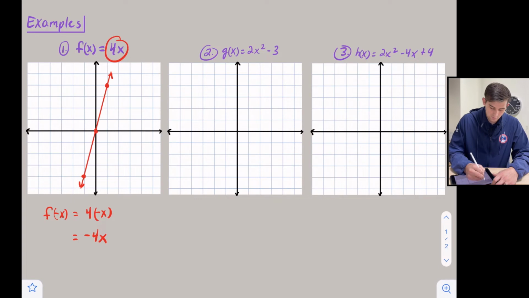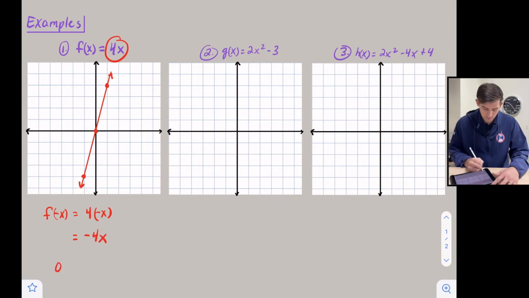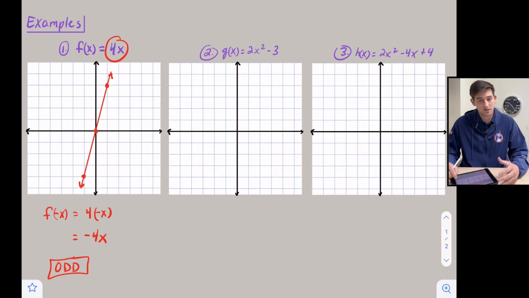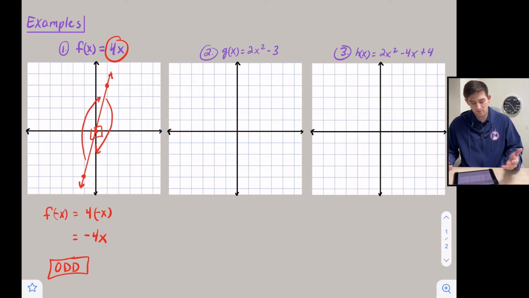So 4x is what we started with, and negative 4x is the opposite of that. We started with f of x and we ended up with the opposite of f of x. So we consider this an odd function, which means it's going to be symmetric about the origin. Here's the origin. What it means to be symmetric about the origin is that if we fold this part over the origin, it would map on top of the part on the bottom, and vice versa. If we took this part and folded it to the top, it would map on top of itself.